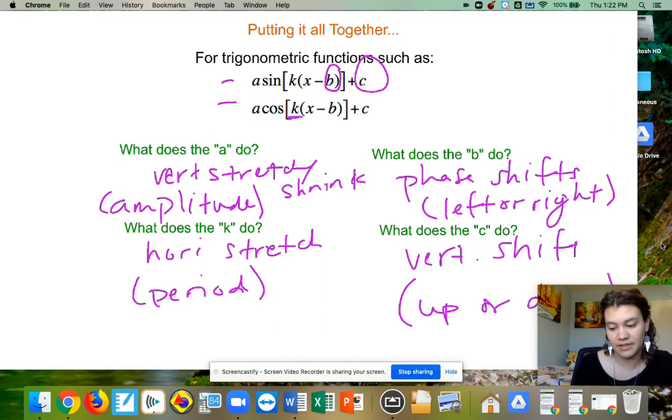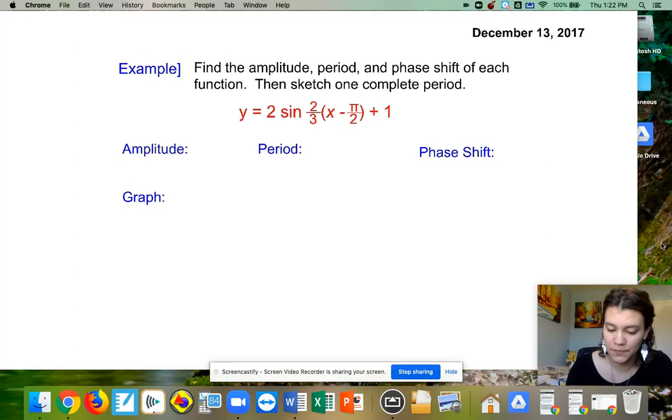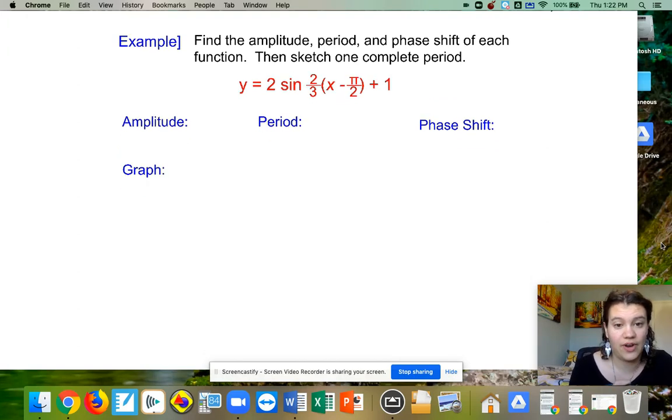So they do all the same things they've normally done before, just all in one thing, and then with sines and cosines instead of our normal graphs. So here we want to sketch this graph. First, you want to find your amplitude, period, and phase shift, and that's going to help you then graph. So the amplitude is going to come from the 2 right here.